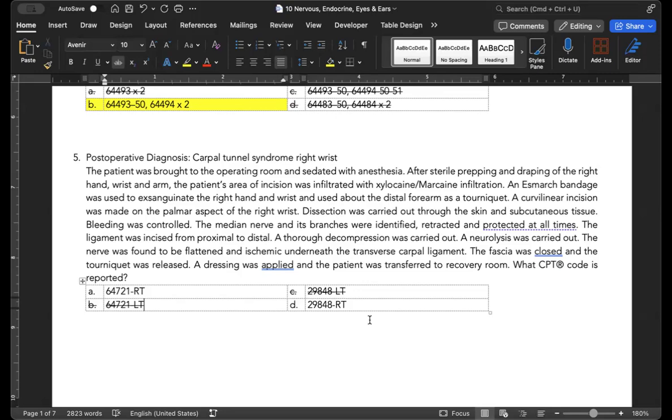So 64721 is the neuroplasty and/or transposition, and it's of the median nerve at the carpal tunnel. And then just for S's and G's, let's go look at the 29848, and that way we can see the difference in the codes.